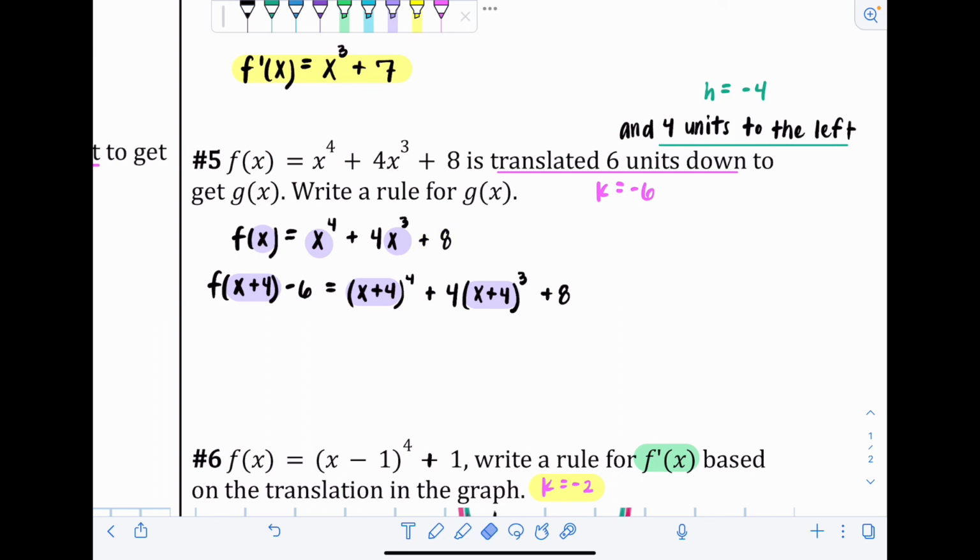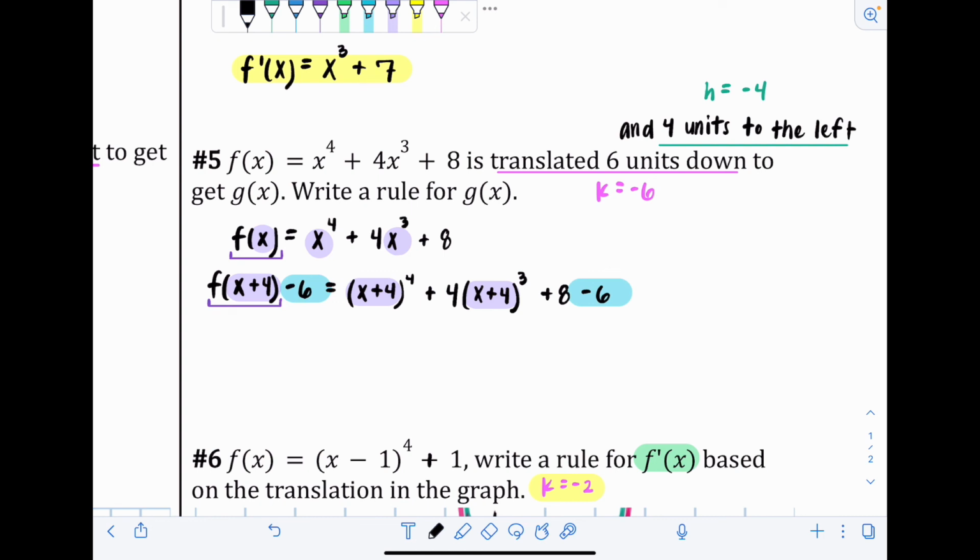Okay, so what we've done so far is the horizontal translation. We changed f of x into just this. Now we just need to incorporate the vertical translation, so I just need to subtract 6 off the end of it. I just need to tack that constant on to the end, so minus 6 at the end. And then we would check for like terms.